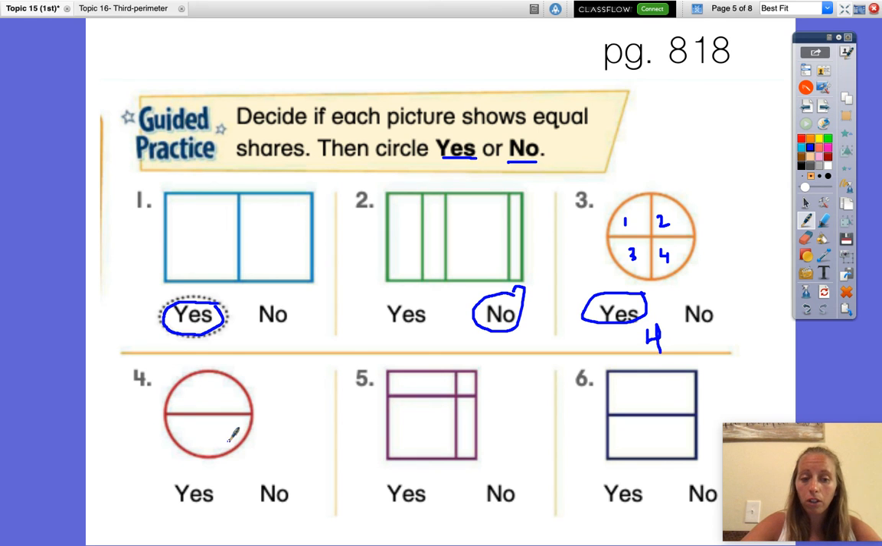Okay, what I want you to do is try 4, 5, and 6 on your own, and then turn the page and try the rest of the independent practice problems on your own. Have fun.